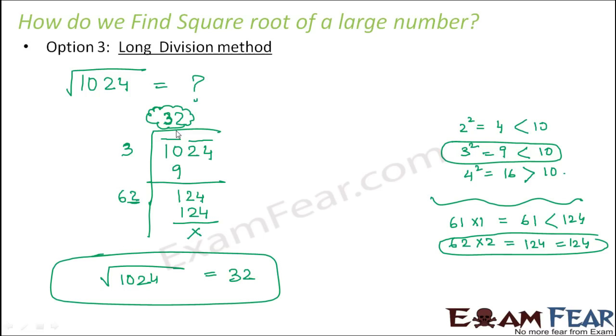Right? So once you have placed the bars, then you try to find one perfect square whose value is less than or equal to the number under the first bar. So in this case that was 9. So you write 3 in the divisor's place, 9 here, and 3, because 3 into 3 is 9. So 3 in the quotient's place.